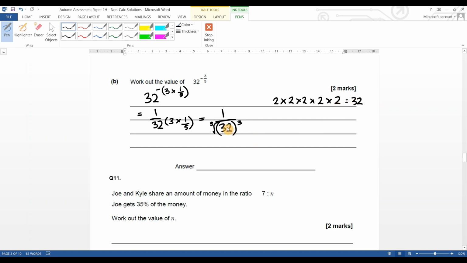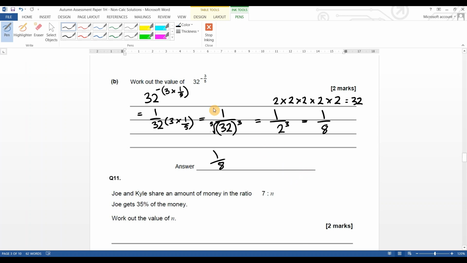Yeah. So the fifth root of 32 is technically 2, and you still got power 3 on the outside. So it's going to be 1 over 2 times 2 times 2, which is 8. Yep, so that's going to be 1 over 8 as your answer.